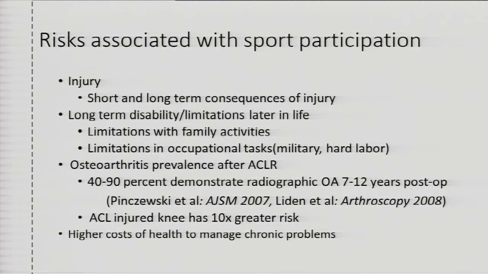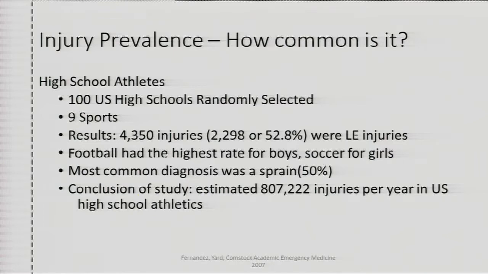So I wanted to include two epidemiological studies to show us trends and rates of injury. The first study looked at 100 U.S. high schools, different sports, and they found that there's a slight tendency for lower extremity injury. Football had the highest rate for boys, soccer for girls. The most common diagnosis was a sprain, not surprising. But what was interesting was they wanted to see how many injuries per year occur in the U.S. in high school.